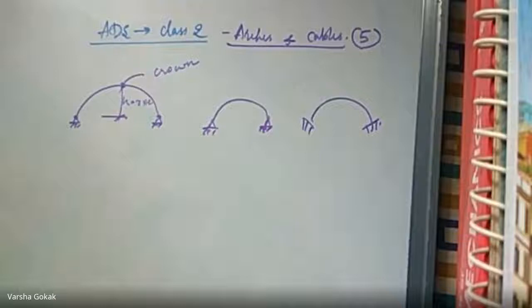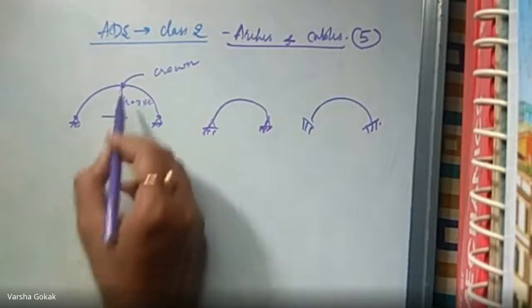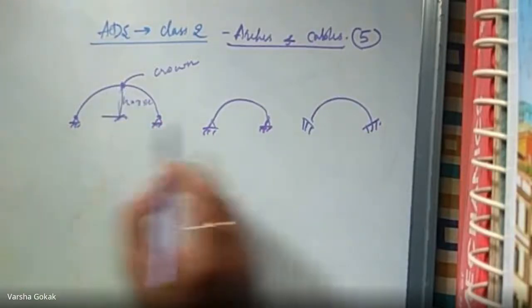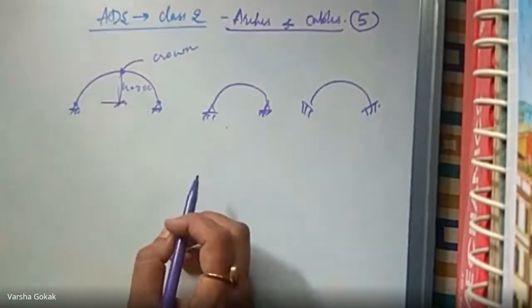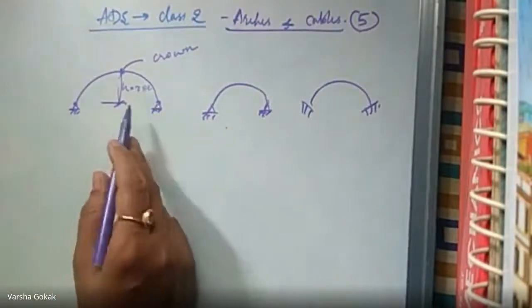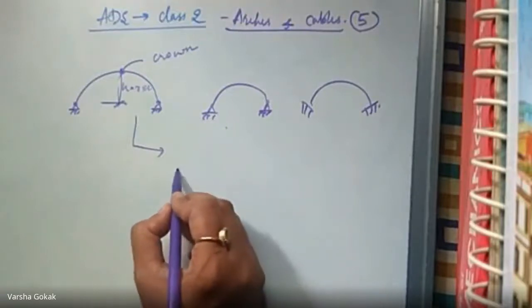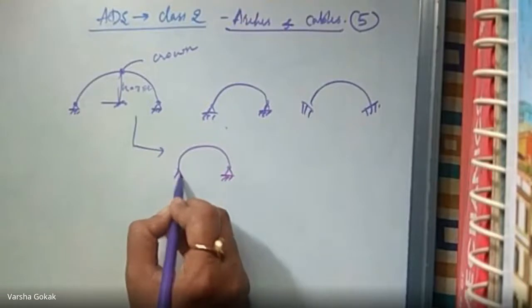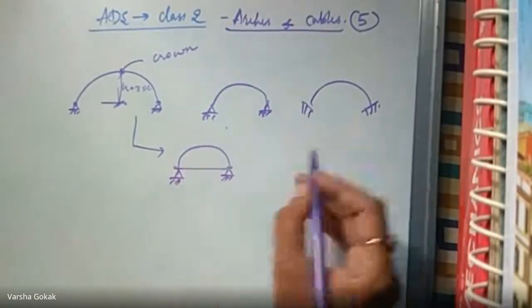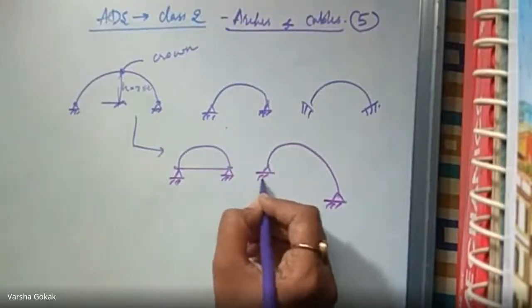Okay, so these were the basic concepts with height, that is rise, the crown, 3 hinge, 2 hinge, and the fixed type of arches. Then we saw another category under the hinged arch. The 3 hinge arch can have both supports at the same level, or you can have arches which are at different levels, right?